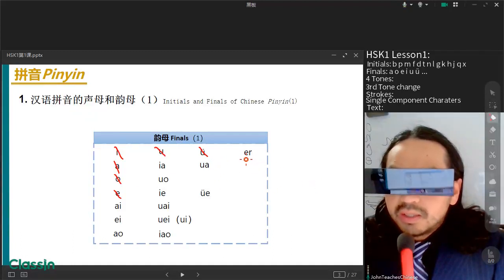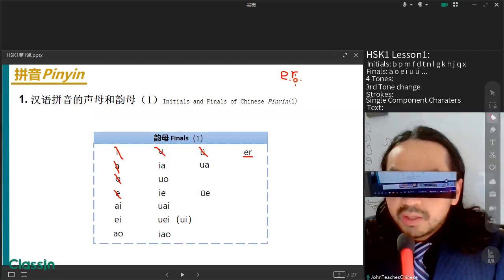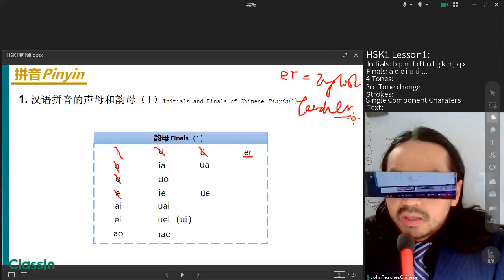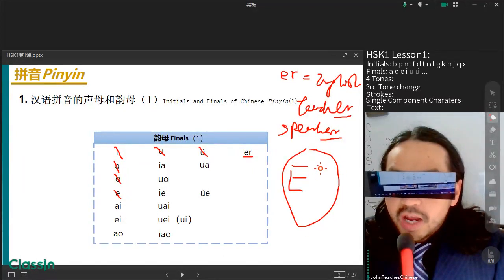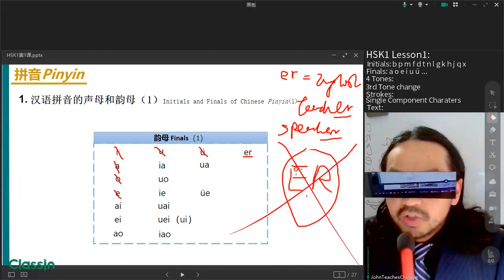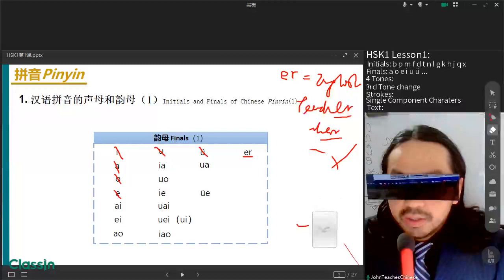The first one, have a guess how it's going to be read? It's read as er. It is the same as in English most of the time, just like in teacher, speaker, er. But for those British, I am not sure. I remember in a certain program, once upon a time, they pronounced it incorrectly. It is not or er. It's just er.